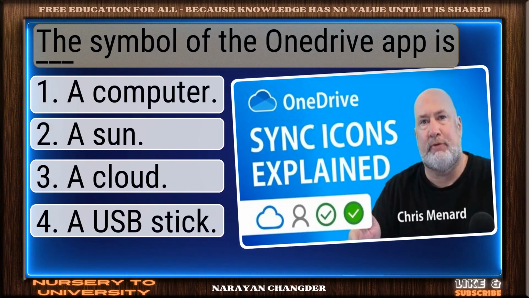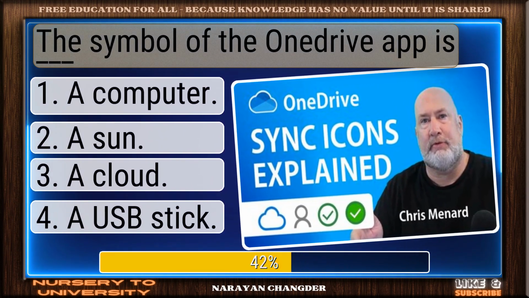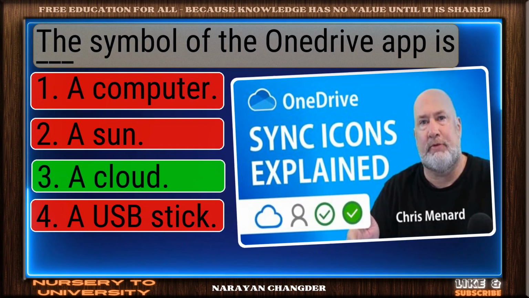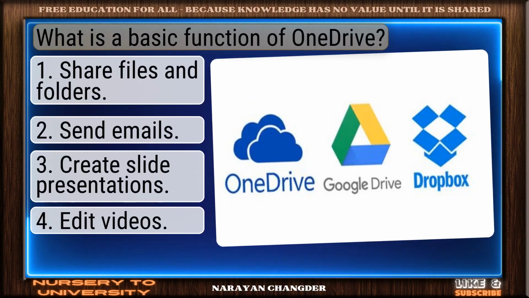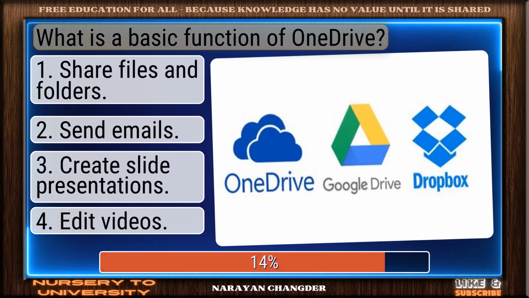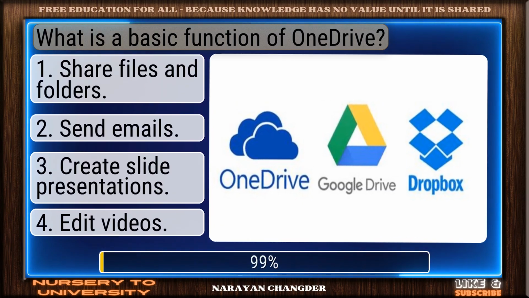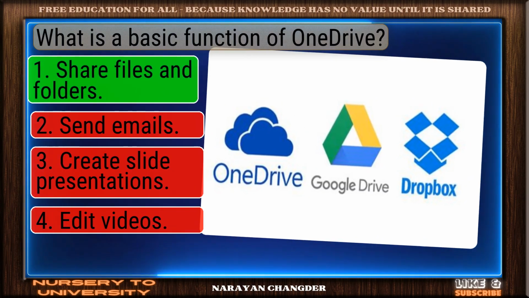Question number 69. The symbol of the OneDrive app is dash. Good thinking. A cloud is the right answer. Question number 70. What is a basic function of OneDrive? You got it. Your choice, share files and folders, is right.